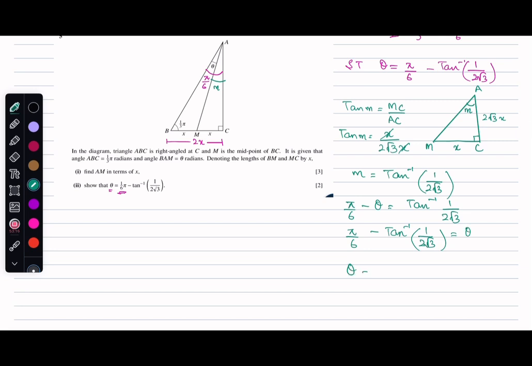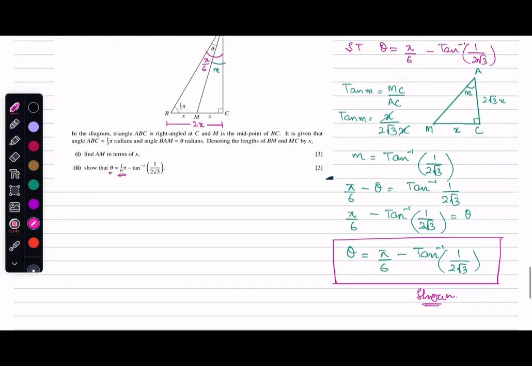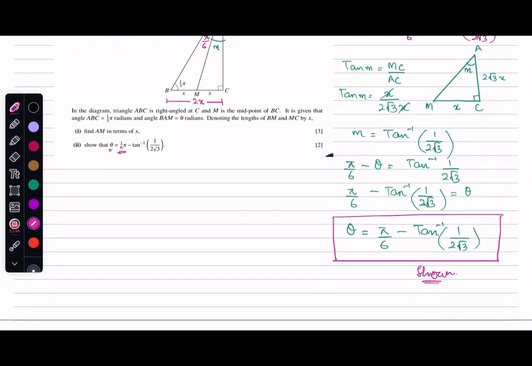So here I can say that theta is equal to pi by 6 minus tan inverse 1 over 2 square root of 3, and this is what we had to show. So therefore now we have proved that theta value here is equal to pi by 6 minus tan inverse 1 over 2 under root 3. So this is how this question was supposed to be done.